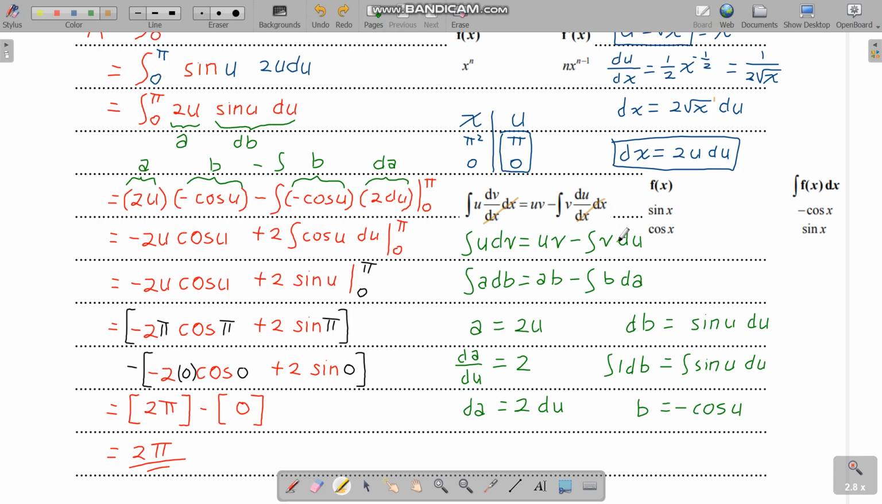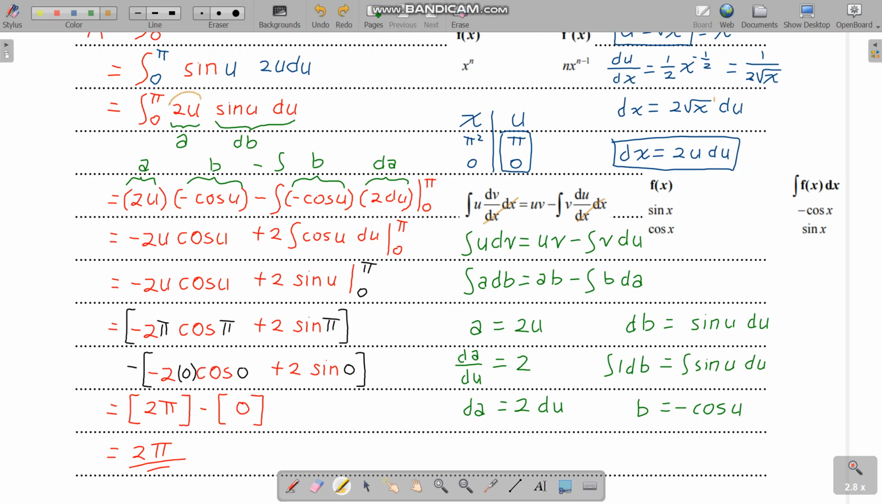We have to decide which one is the u and which one is the v. But if you look at the question, we are already dealing with u here, so it's going to be confusing if we use u again. That's why I'm using a and b to replace the u and the v. So integral a db equals ab minus integral b dA. Just switch u with a and v with b. For the a, we're going to use 2u. So we set a to be 2u.